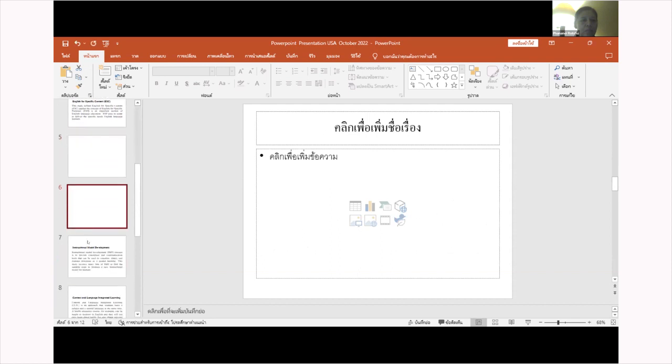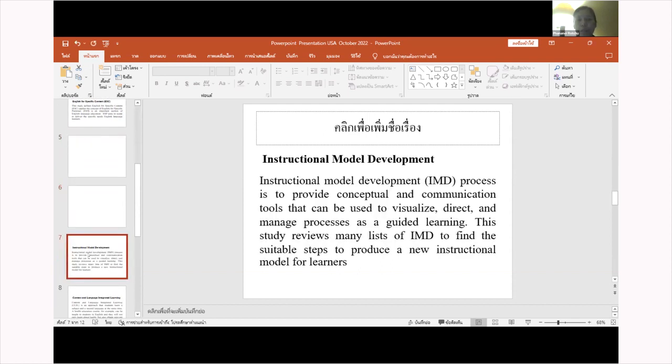Instructional model development. The instructional model development process is to provide conceptual and communication tools that can be used to visualize, direct, and manage processes as a guide for learning. The study reviews many lists of IMD to find the suitable steps to produce a new instructional model for learners.